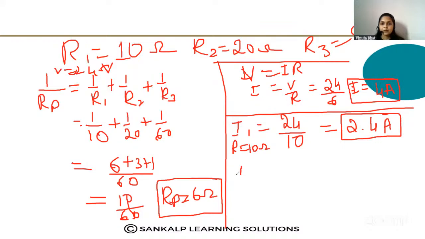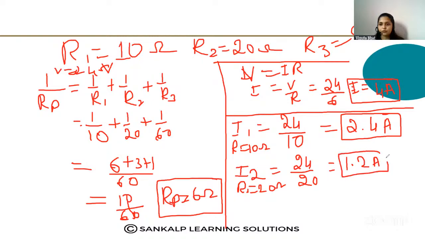Next one, I2. I2 is equal to, here take R2, that is 20 ohm. V is the same, 24 divided by 20. Then what is the value? 1.2 ampere. 1.2 ampere, that is the value of I2.